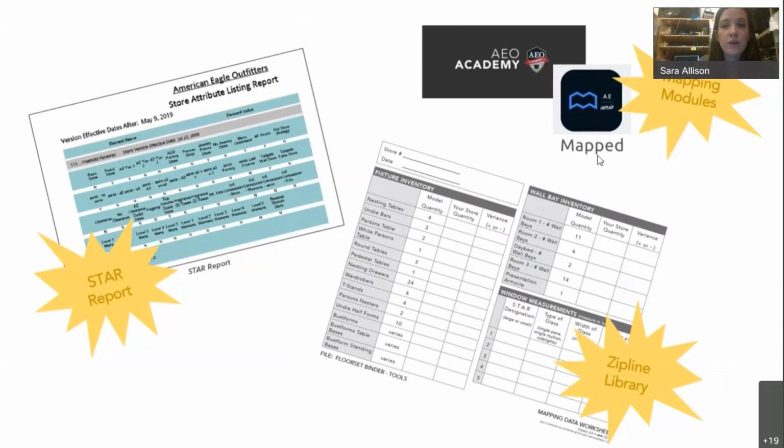And then we do also have mapping modules in AEO Academy. There's a mapping learning lab you will go through this week that is very tied to the architecture filter and helping you understand how to map effectively within your space, and a little bit around how to use the Mapped app, which is such a great resource. It has your particular store blueprint, and you can drag and drop floor set images to really make a plan for your space.